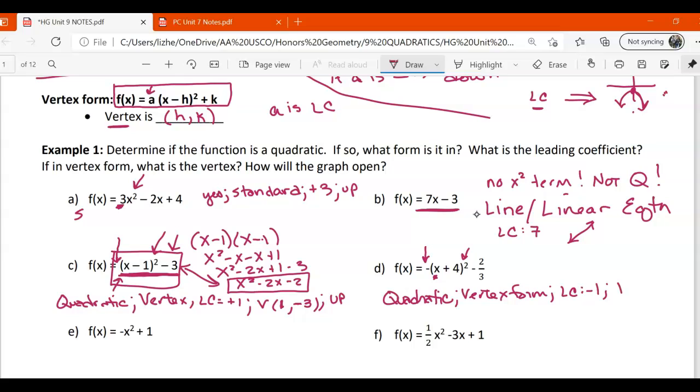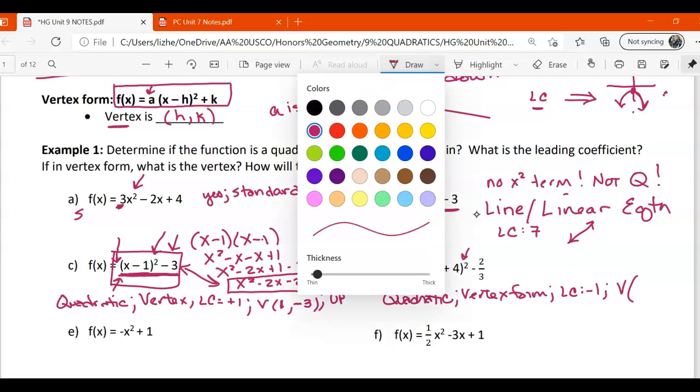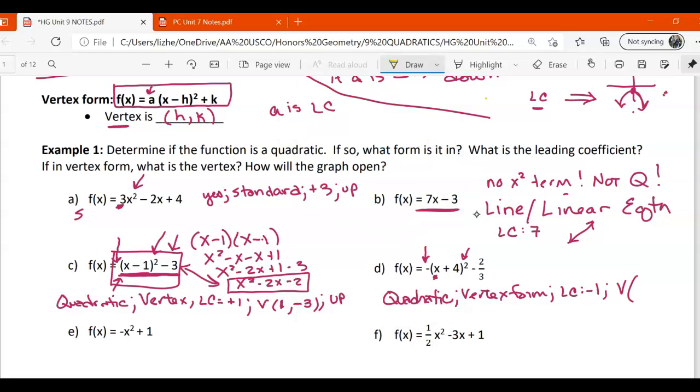If it's in vertex form, what is the vertex? Well, remember your standard form. Okay, your standard form is a times x minus h squared plus k. So right here, I switched from a minus sign to a plus sign. Therefore, that 4 had to be a negative. And then k is this lovely fraction, negative 2/3. Finally, how will it open? Right there, this sign and my leading coefficient tells me it will open down.